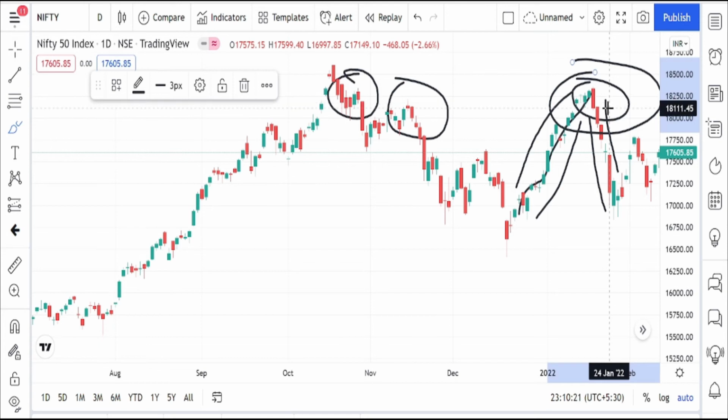If I want to take a trade based on this pattern, what I will do, friends, is at the closing price of candle C2, I'll try to short the market at this price point, keeping my SL as the high of the candle.